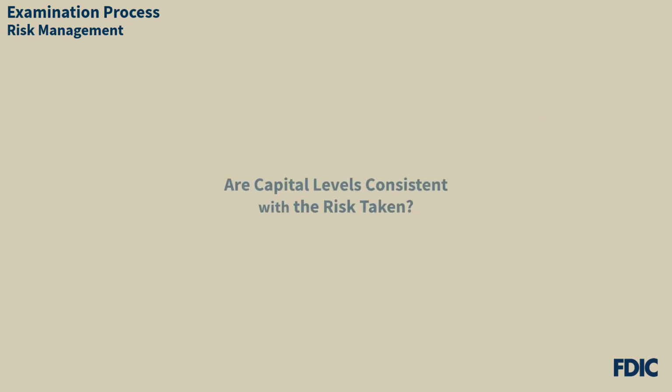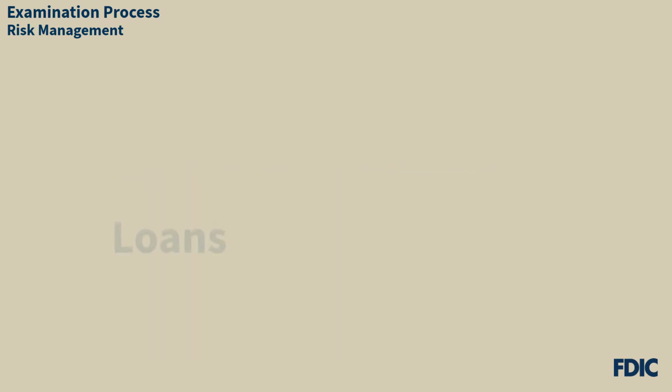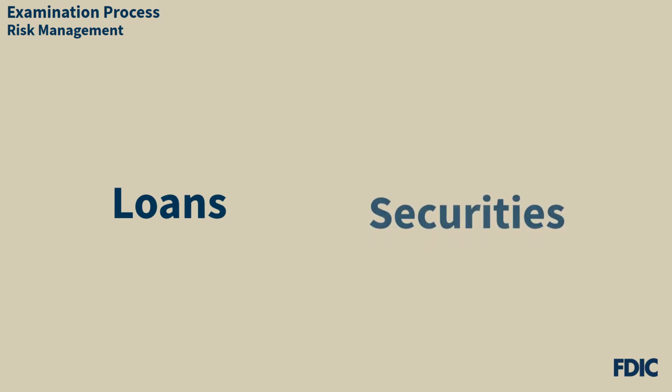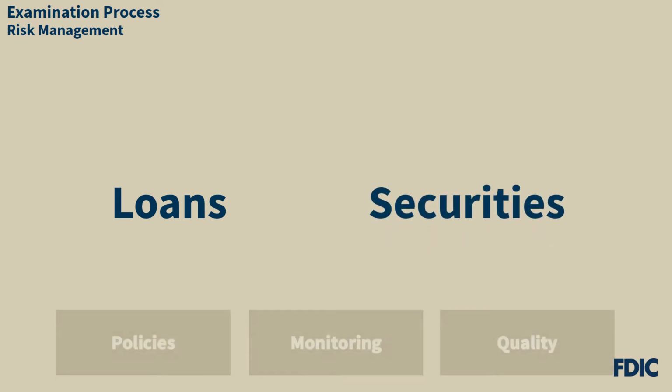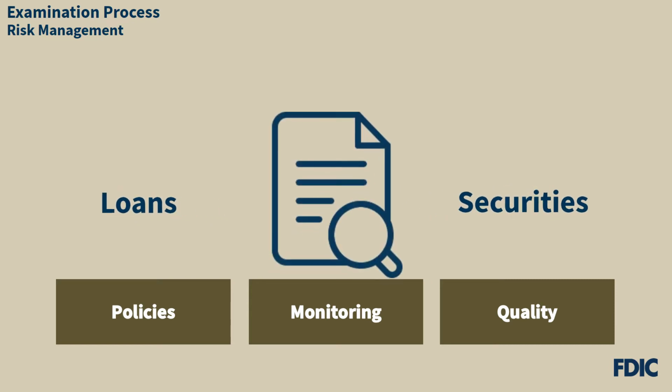The key point to remember when it comes to capital is that we assess the level of capital in relation to the nature of the risks of the institution being examined and the level of risk taken. The asset quality component involves assessing both loans and securities. During this review, we evaluate loan and investment policies, administration and monitoring practices, as well as the overall quality of the assets themselves. As part of this, we review a sample of both loan and security files.